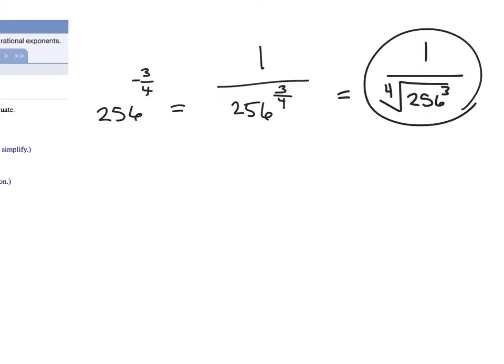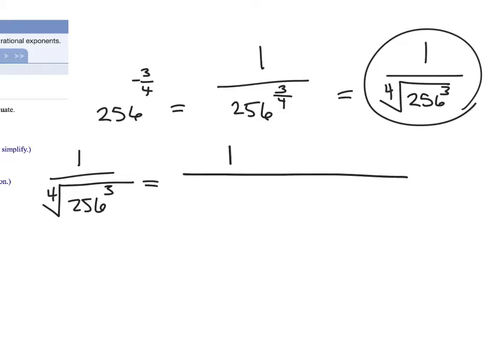Now the second part is we have to simplify that. So it's going to be 1 over the 4th root of 256 to the 3rd power. Now this is pretty crazy. We know that 256 is 2 to the 8th power. So it becomes 1 over the 4th root of.